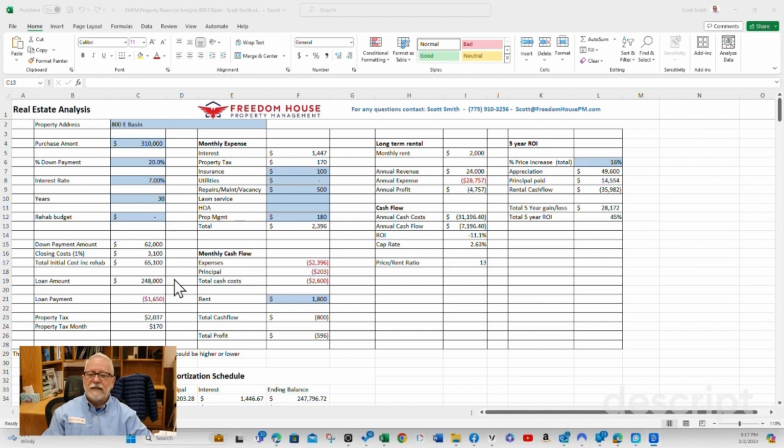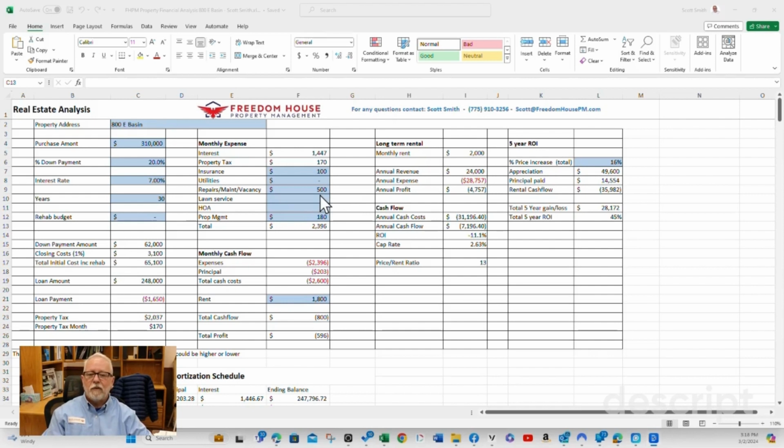That leaves us needing to get a loan of $248,000, which puts a loan payment at $1,650. Yearly property tax on this property is $2,037, and that's $170 per month. So for monthly expenses on the property, your interest payments would be $1,447, property tax $170 a month. I put insurance at about $100 a month. Usually homeowner's insurance is about $600 plus another $600 for flood insurance.